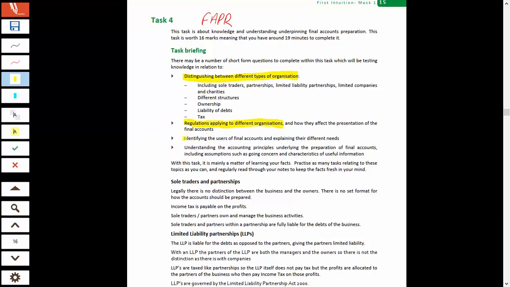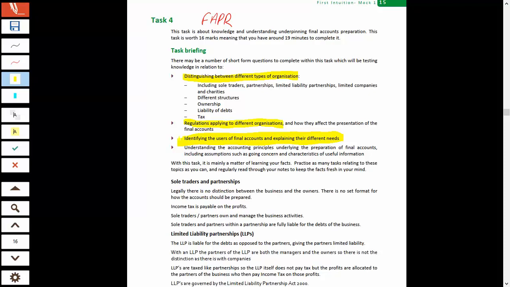Also got identifying the users of final accounts, and explaining their different needs. And again, this is one of those, I'm trying to think of the best word to describe it, tricky, because you can argue that a user can have it for different reasons, but we need to make sure we pick the right user in the eyes of the AAT.